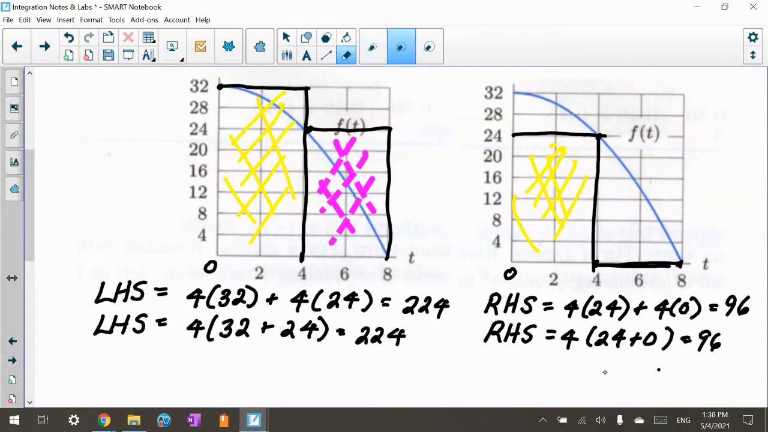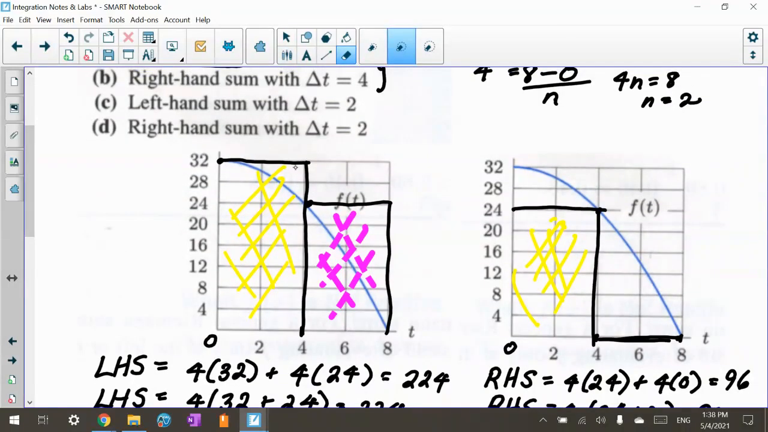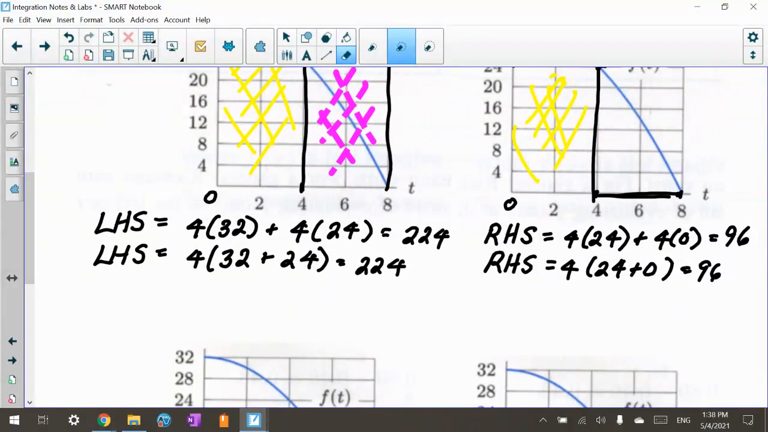So a couple things I want you to look at. This is a decreasing function, right? Everybody agree with me? When I do the left-hand sum, do you see how I'm overestimating? Because look how much of the rectangle is outside. Because the whole point of this is to find the area under the curve. So now I have these two rectangles. I find this area, I say it's 224. I do the right-hand sum, coming over from the right. Do you see how I'm underrepresenting the area under the curve?